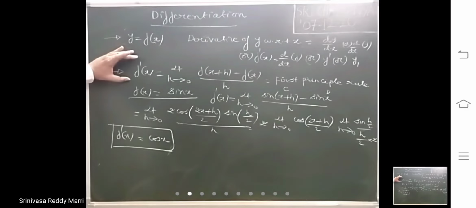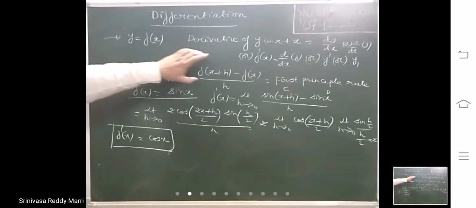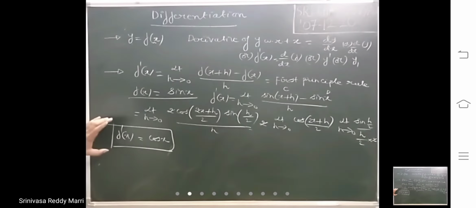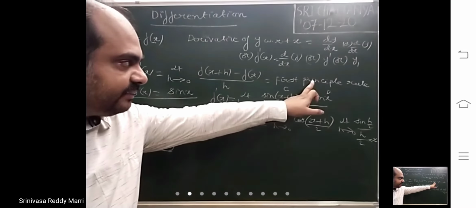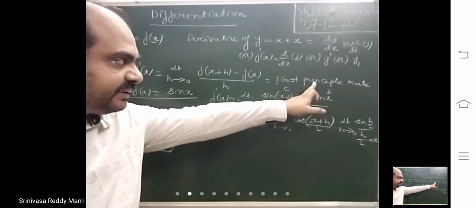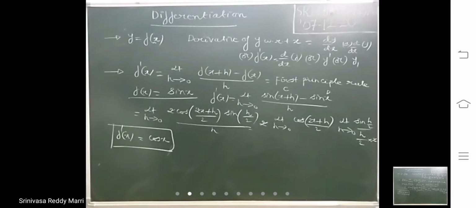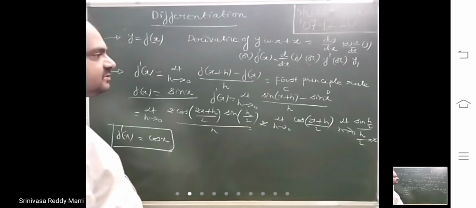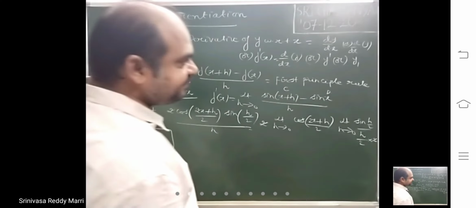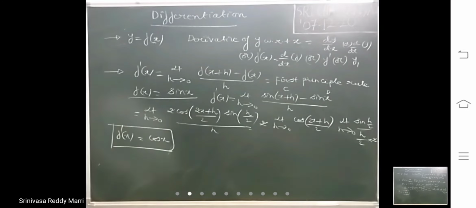Like that, for all the functions, this limit will be calculated and you will be given the formula. D by dx of sin x is cos x. Like that, the basic principle. You will get it in intermediate 4 marks also. This is a 100% question. One function will be given and you will be asked to find the derivative from the first principle rule. That means you have to evaluate this limit.